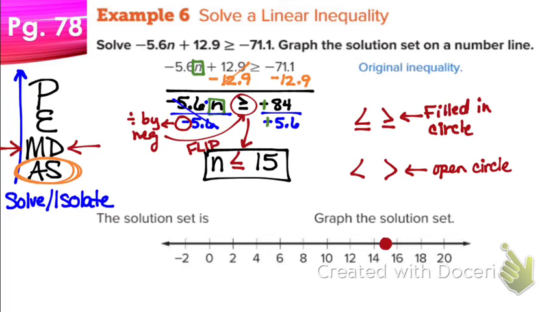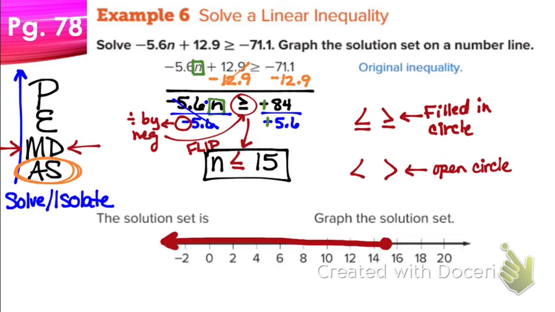I can take these numbers here and substitute them in for n. If I would say, yes, that's true, then it should be shaded. What about if I grab a number on the other side, like 20? If I put 20 in here for n, is 20 less than or equal to 15? Then 20 should not be shaded. I need to shade this to the left. Every single number that is smaller than 15 would make this true.